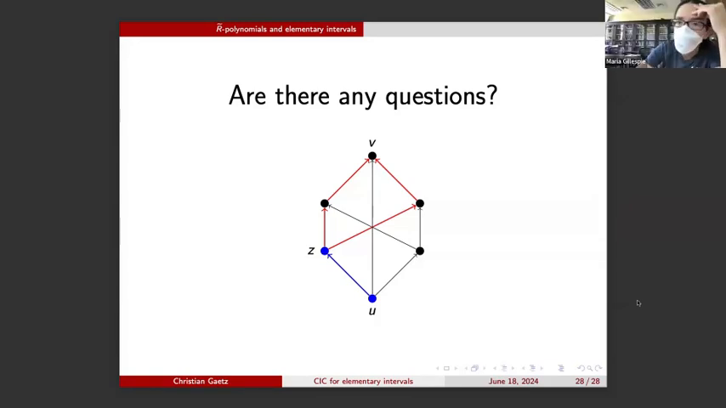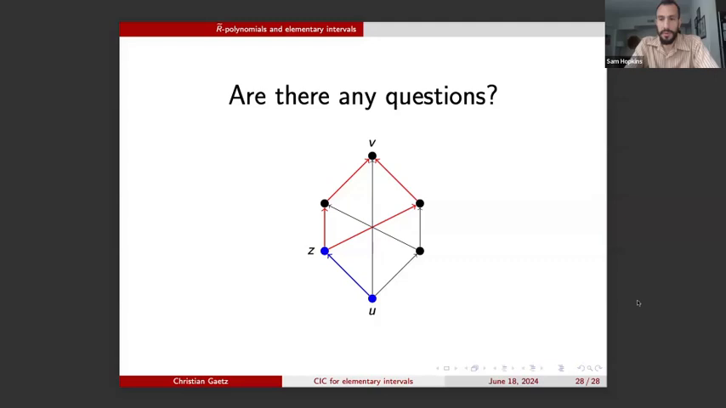That's cool. Other questions? Hi, Christian. That was a really nice talk. So how much of this is particular to symmetric groups compared to sort of all Coxeter groups?